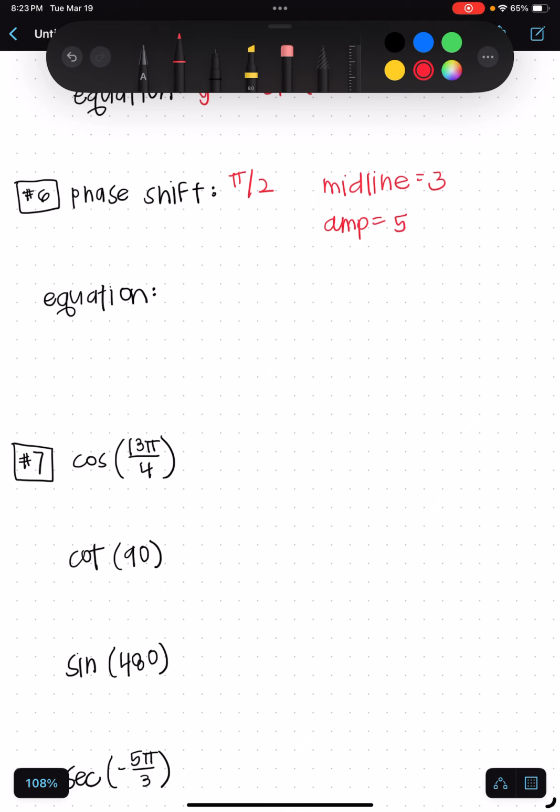It looks like to me, when you answered this, you did it right, like you thought, but you wrote the amplitude as 10 because you were looking from the top to the bottom, but the amplitude is always from the midline to the top, or the midline to the bottom.